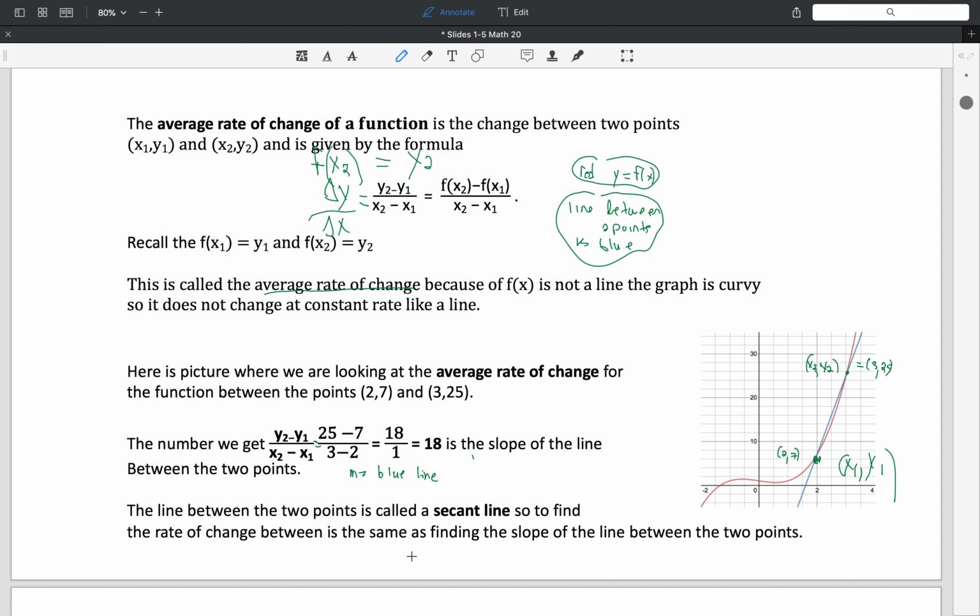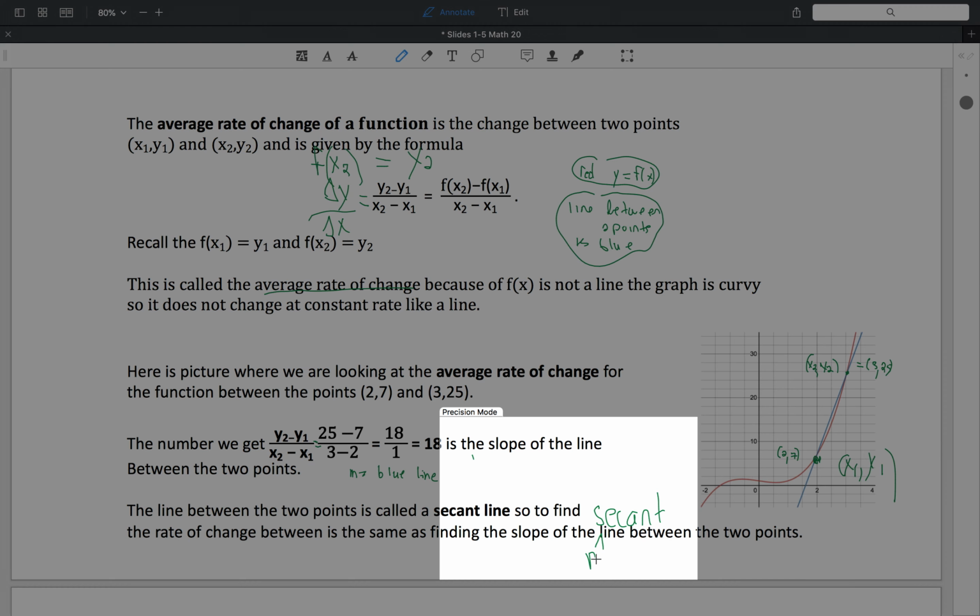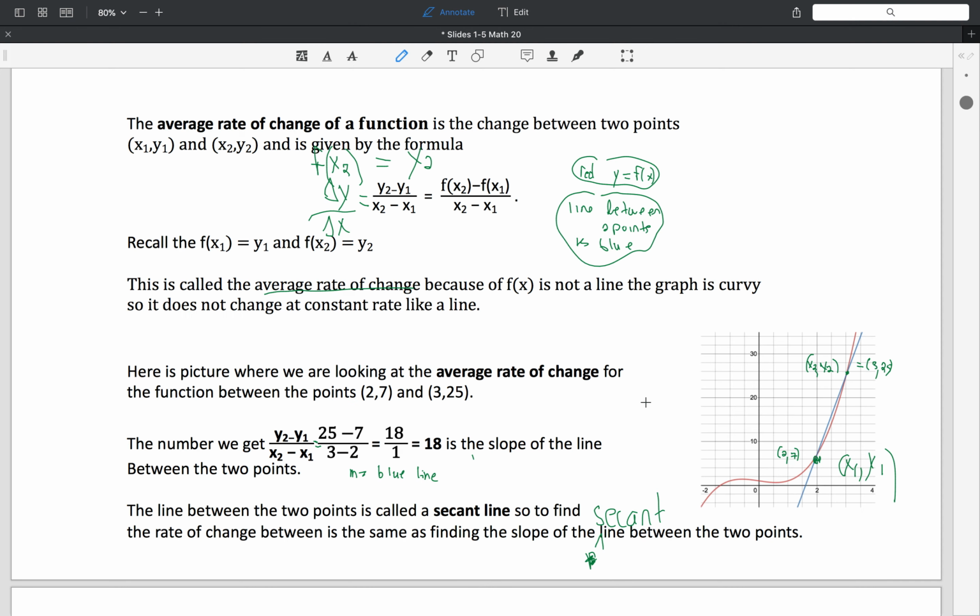Now the line between these 2 points, I said, is called the secant line. And so finding the average rate of change is the same as finding the slope of the secant line. And again, since we can't find the exact rate of change at a point yet, you can do that in calculus, but not yet, we need a way to talk about the average rate of change.